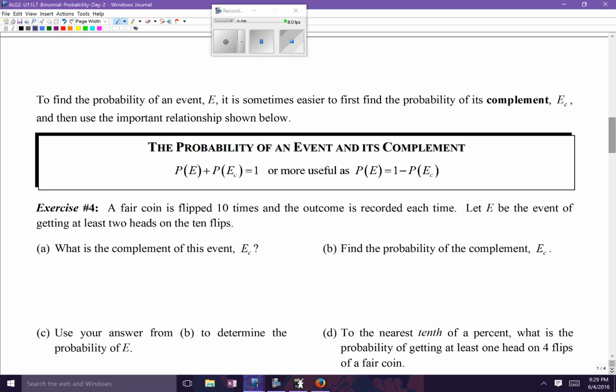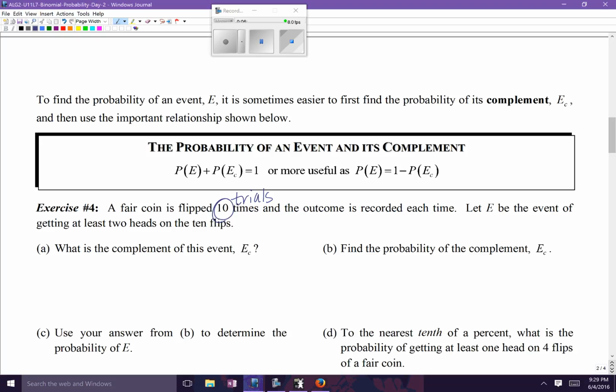A fair coin is flipped 10 times, and the outcome is recorded each time. Let E be the event of getting at least 2 heads on the 10 flips. So this number here, this is our trials. So we have 10 trials, and they want us to get at least 2 heads on the 10 flips.